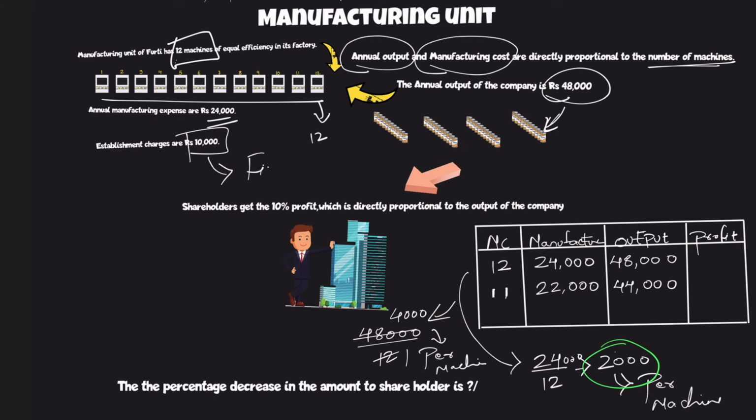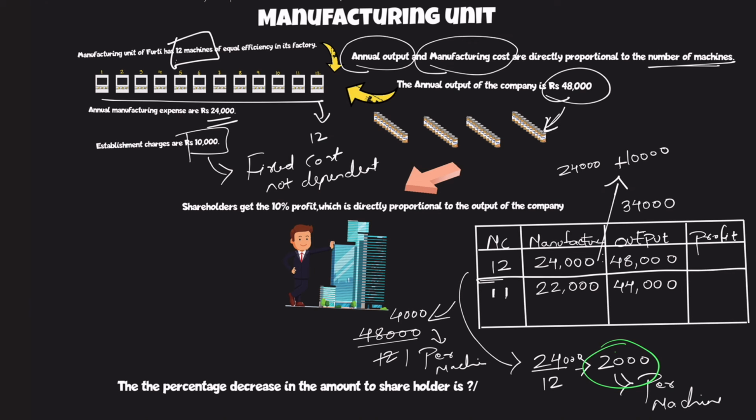Now, what is the profit that I am getting? There are establishment charges, which are a fixed cost irrespective of the number of machines. Even if you put one machine, the cost will be 10,000. That is a fixed cost that is unavoidable. So what is the total cost if I have 12 machines? 24,000 manufacturing cost plus 10,000 establishment charges, so 34,000 per annum is the cost required. And 48,000 I'll get as output because I'm working on 12 machines. So 48,000 minus 34,000 comes out to be 14,000. So 14,000 will be my profit if I go for 12 machines.